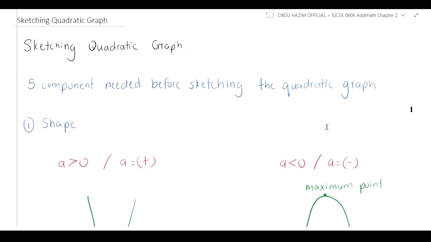So we want to continue with the next thing, which is we have learned how to convert the general form to become a vertex form. Now we want to learn how to sketch the quadratic graph.